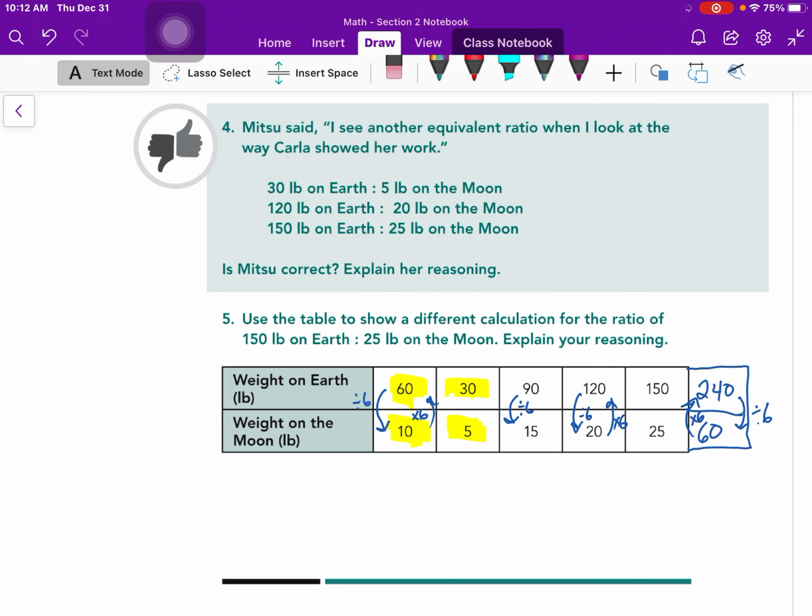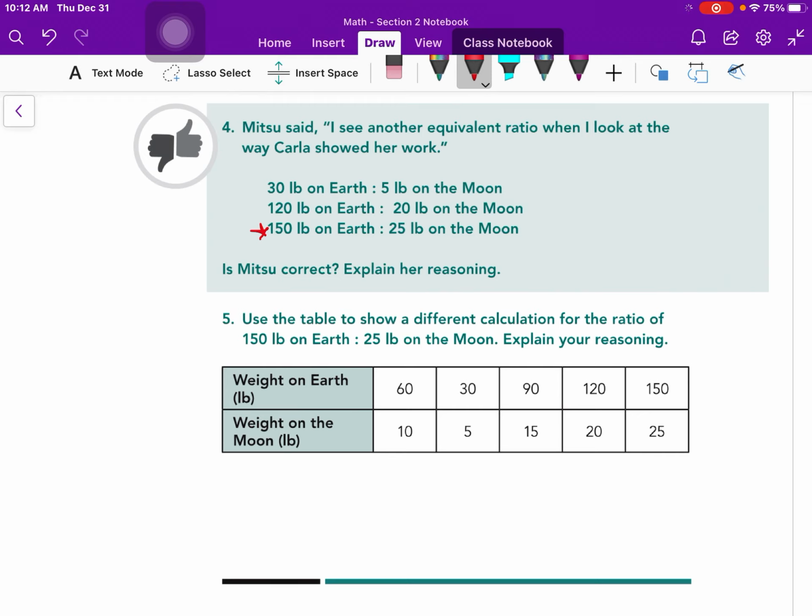All right, Mitsu said, I see another equivalent ratio when I look at the way Carla showed her work. I don't know where this writing came from, but let's get rid of it because it's going to mess us up. Mitsu said, I see another equivalent ratio when I look at the way Carla showed her work. 30 pounds on Earth equals 5 pounds on the moon, 120 pounds on Earth to 20 pounds on the moon, 150 pounds on Earth to 25 pounds on the moon. Is Mitsu correct? So she finds another equivalent ratio, this one, 150 to 25.